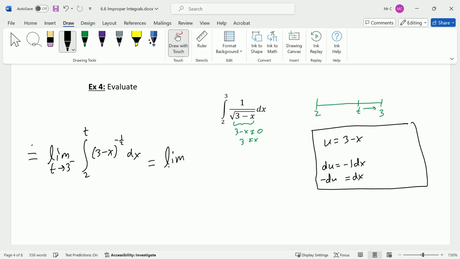And so this becomes the limit as t goes to 3 from the left of... all right, well, we do need to change our bounds. U evaluated at 2 is just 1, and U evaluated at t is 3 minus t. So this becomes the integral from 1 to 3 minus t of u to the negative 1/2 power and a negative du. But I'll put the negative in front of the integral.